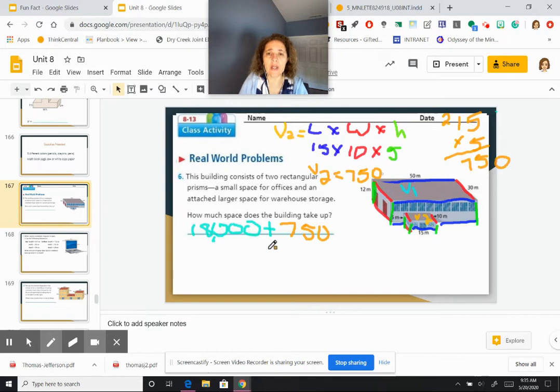So now all I got to do is add these two together. So I got to do 18,000 plus 750. I'm going to put my 750 right below it to line them up, and then add it up. And I should get 18,750, right? Because 0, 5, adding those up, 7, and then my 18,750 meters cubed. Okay, so that's the answer to that one. Let's try the next one.